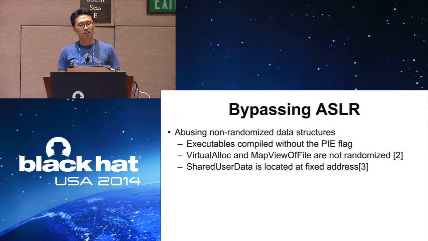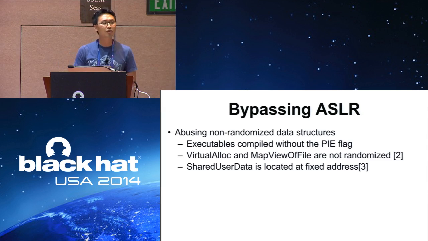The other one is VirtualAlloc or map view of file. Because there were some implementation issues on Microsoft Windows, these were not really randomized. If you know the address of these, that address is always static, so you can take advantage of it. There was also another data structure called shared user data, which was also located at a fixed address. What I mean is that if a data structure or a function is not randomized, then you can just use that address.